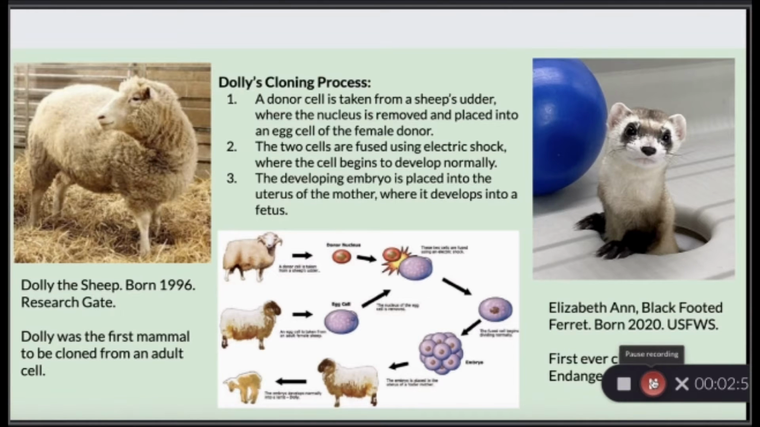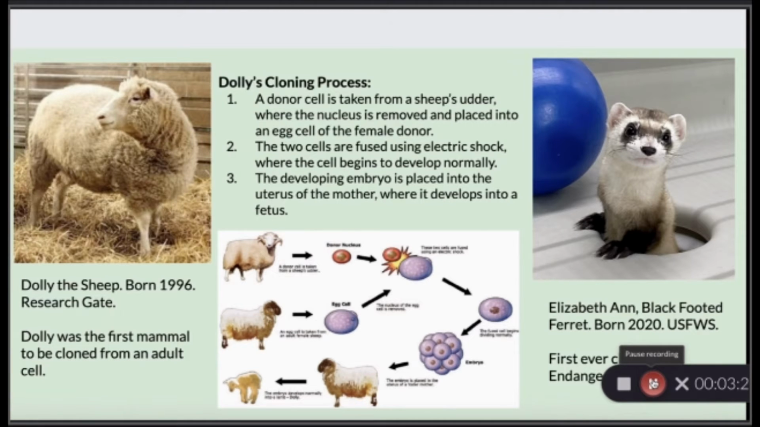A donor cell was taken from a sheep's udder, where the nucleus was removed and placed into the egg cell of the female donor. And these two cells are fused using electric shock, where the cell begins to develop normally, separating and splitting into creating an embryo. And this developing embryo is placed inside the uterus of the mother, where it develops into a fetus and an exact genomic copy of the donor nucleus.